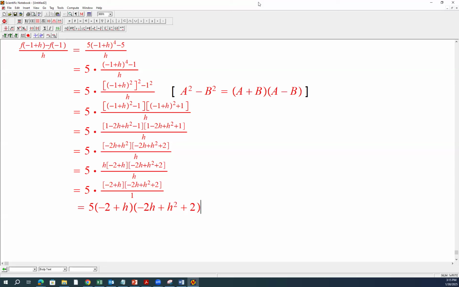And then I wish to tell you we are done. You can actually stop here. Then you say, well, do we need to multiply this out, to FOIL this? I say, if you want to, you can, but you don't have to. You can just leave it like that. Isn't that nice?